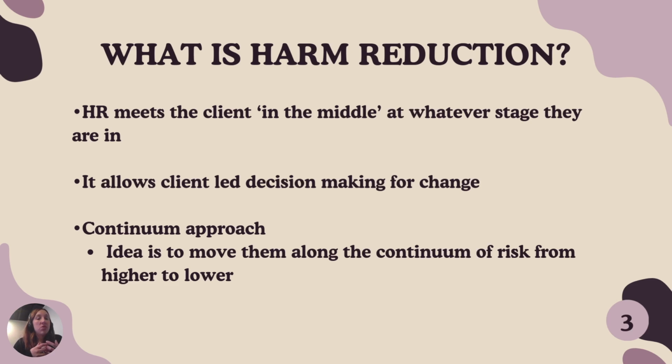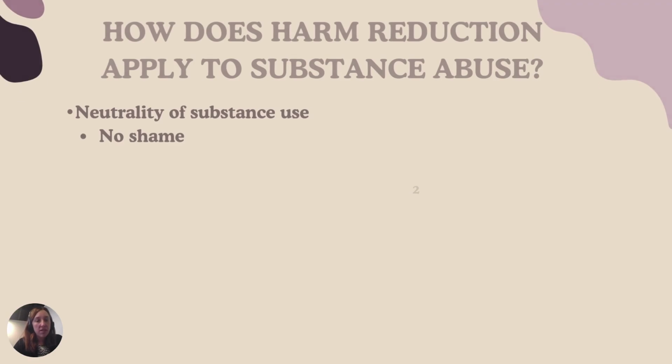So the principle is to move the person along the continuum of risk from higher risk to lower risk. It doesn't mean completely eliminating behaviors. It doesn't mean that abstinence, if we're talking substance abuse, is the goal. It means that we're trying to move people from higher risk behaviors to lower risk behaviors, moving people along that continuum.